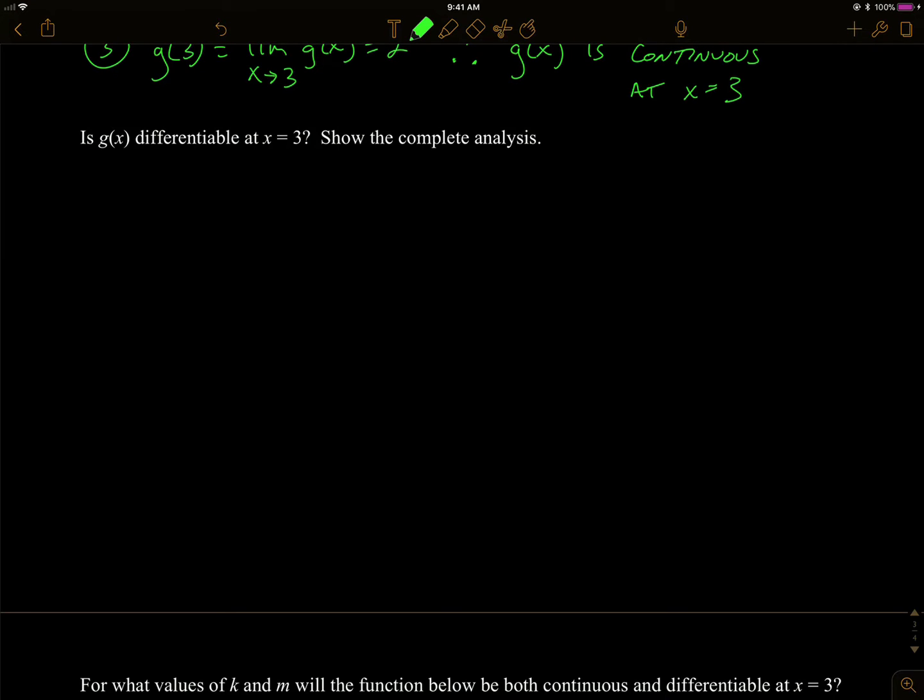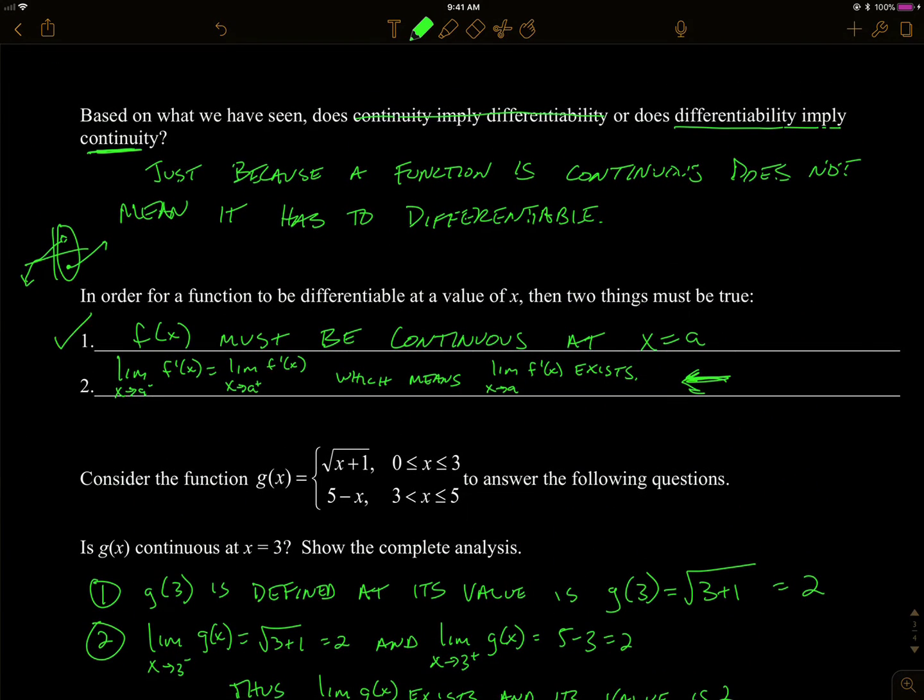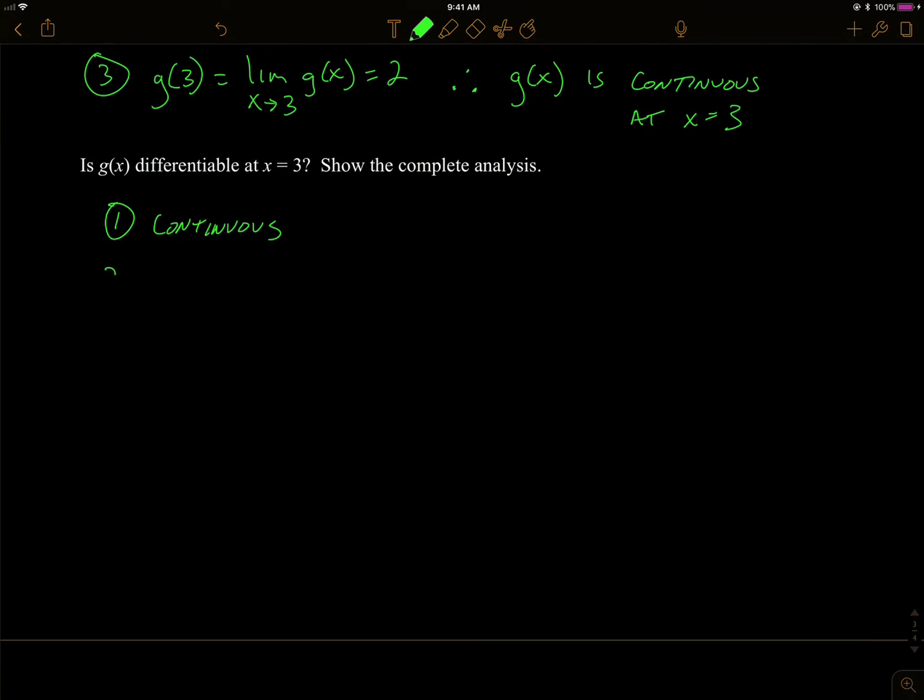So now we're going to look at how do we tell if the piecewise function is differentiable. So we're going to have to take the derivative of it. All right, so we just showed above that it's continuous. So we got criteria 1 there. And then step 2, to show it's differentiable, we want to show that the limit of the derivative from the left is equal to the limit of the derivative from the right. So we're going to have to take the derivative of that piecewise function.